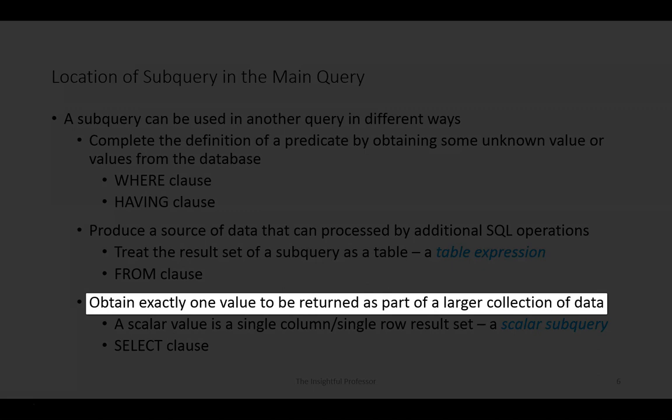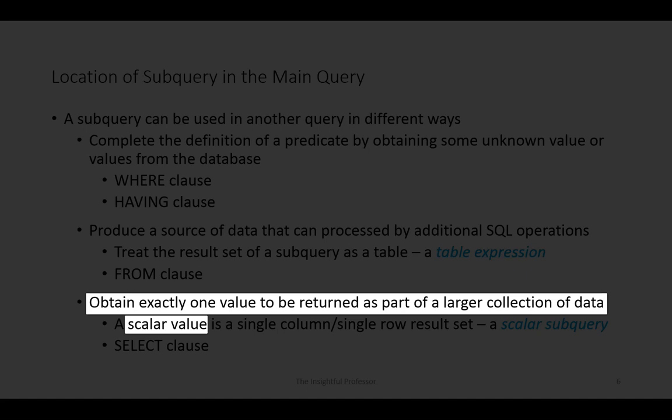And finally, another concept here would be to obtain exactly a single value, which could then be returned as part of a larger collection of data. When we issue a select statement, we might say something like select employee name, employee address, and so forth. Employee name would be a single value, and it is part of a collection of values returned within the select statement. A value of this type is referred to as a scalar value, and it is effectively perceived as a table, single row, single column.